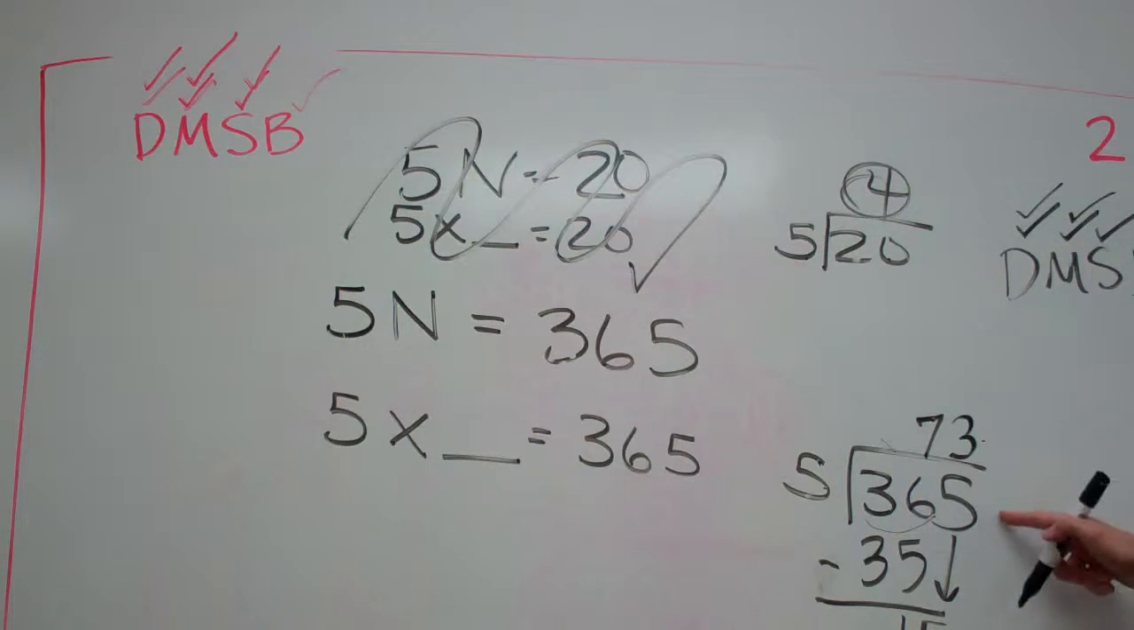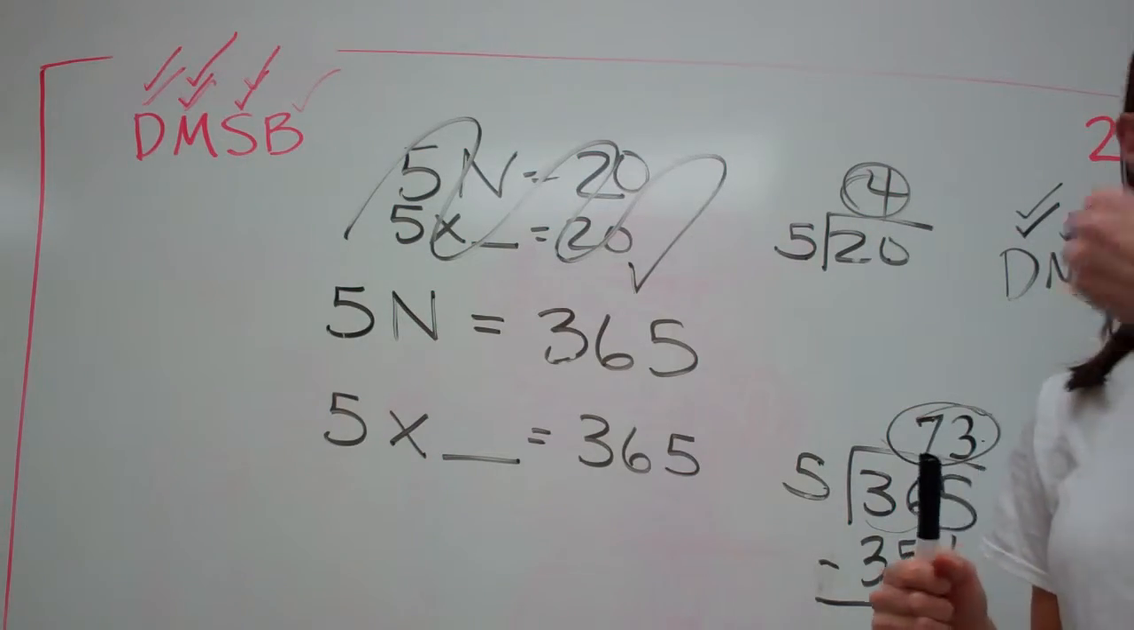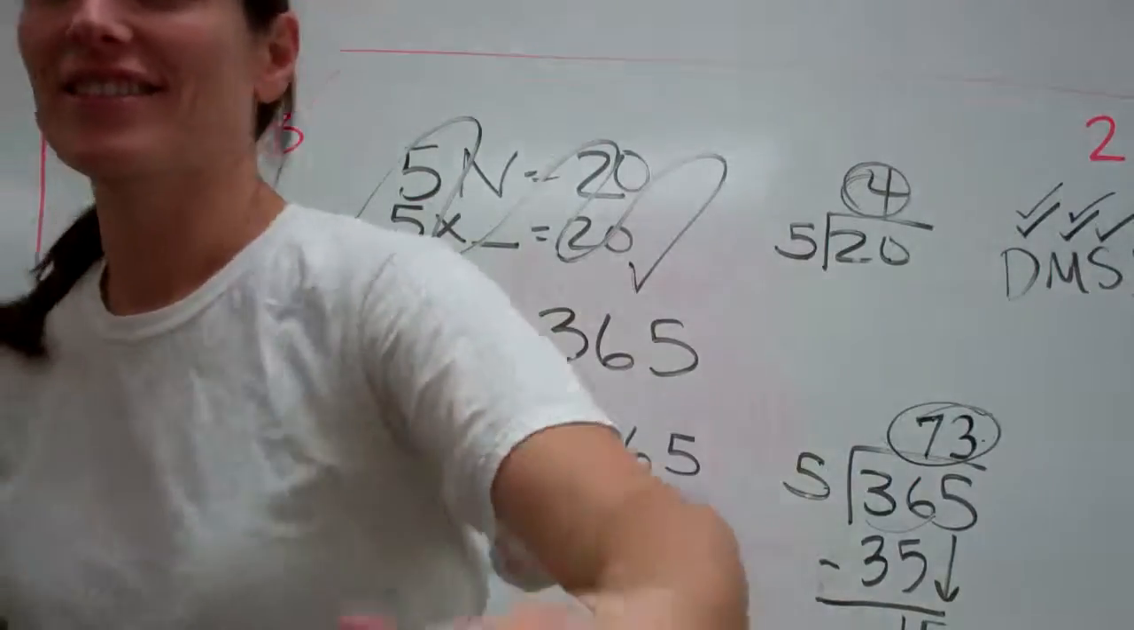0. Is there anything else to bring down? No. That means we're done. Is there any remainder? No. So it's just an even answer, 73. And then you can put that in there. Everybody understand? Yes. I love long division. Yes, pretty fun. 73.